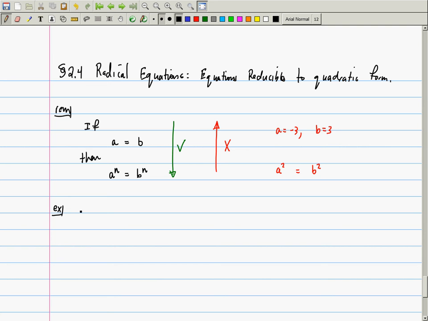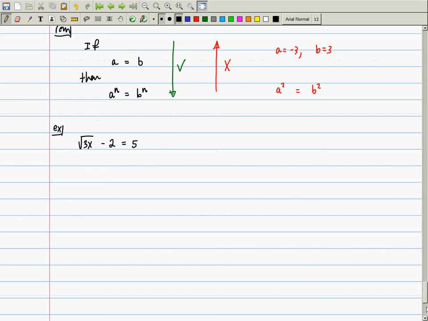So for example, let's solve this. The square root of 3x minus 2 is equal to 5. Okay, so how can we go about solving this? What do you think? We'll add 2 to both sides. So the square root of 3x is 7. Okay, now what? Square both sides. So if you square both sides, the square root of 3x, squared, is equal to 7 squared.